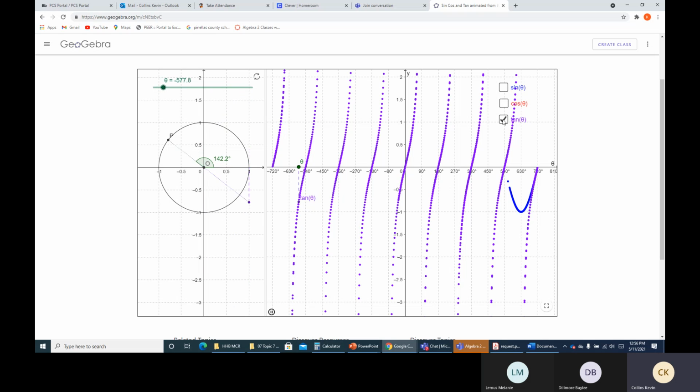And the reason for that is if you have sine over cosine, if cosine is 0, then you have some number, usually 1 or negative 1, over 0, which is undefined. So that's why you get these waves like that. Now, we won't talk as much about tangent as we will sine and cosine, but just to give you guys an idea about it.